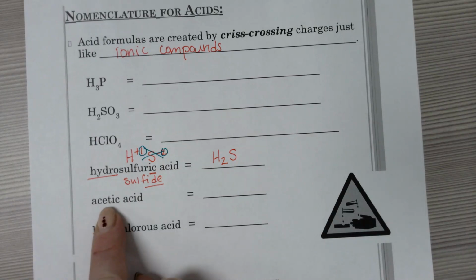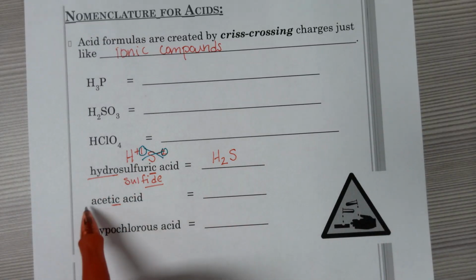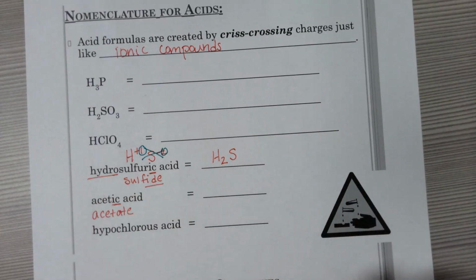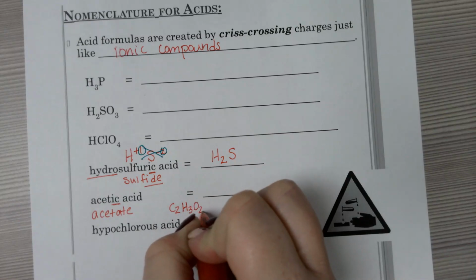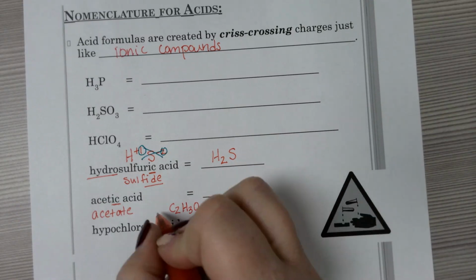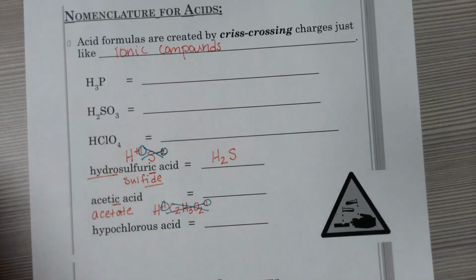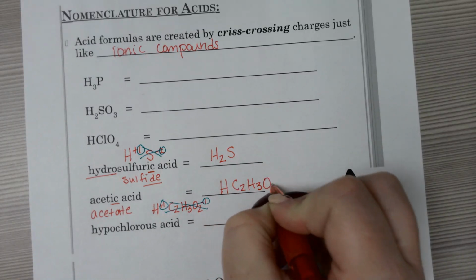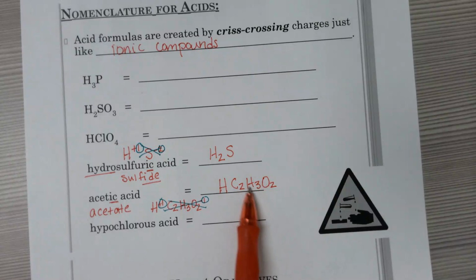Next problem, we have acetic acid. Acetic, again, IC ending. There's nothing out in front. Because there's nothing out in front, it's just IC. That means that was an ATE ending. So that is acetate. If you look on your chart, acetate is C2H3O2 -1. Again, bond it with your hydrogen. And it's 1 and 1, so just HC2H3O2.